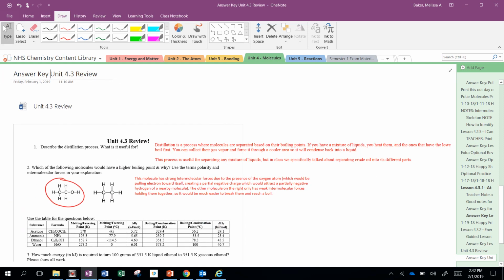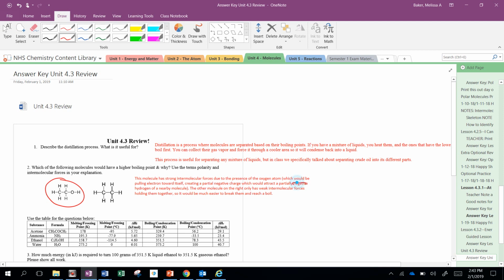Question 2. Which of the following molecules would have a higher boiling point and why? It would be the one with the OH, because this molecule is polar. It has strong intermolecular forces because the oxygen is greedier, pulling electrons toward itself, so it will have a partial negative charge and it will attract a partial positive hydrogen nearby.